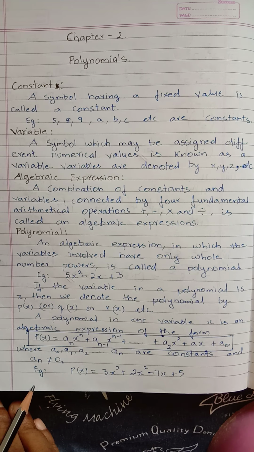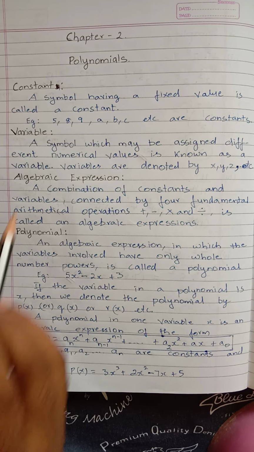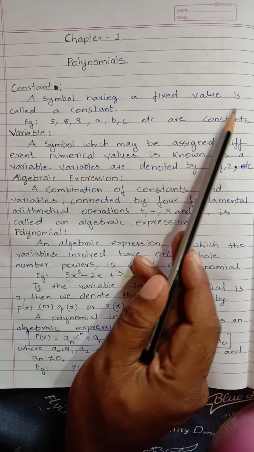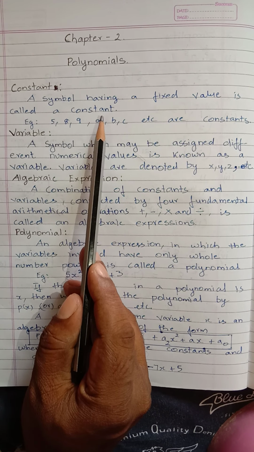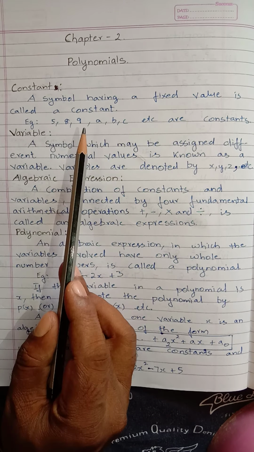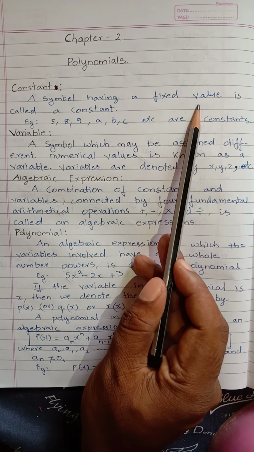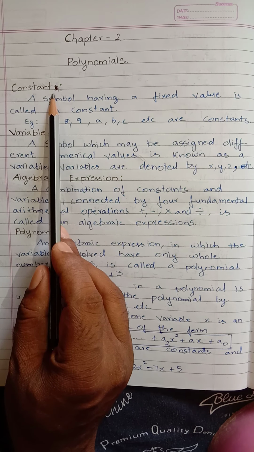So that is a constant. What do you mean by a constant? A symbol having a fixed value is called a constant. That is, the value will not change. It has only a fixed value. It can't be changed. That is called a constant.